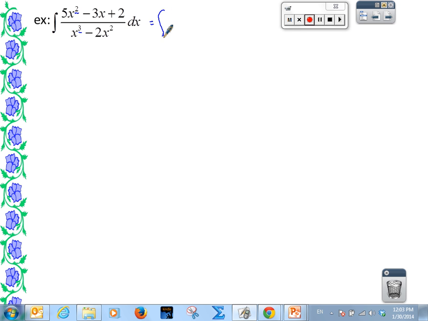So this would be the same as 5x squared minus 3x plus 2 all over x squared times x minus 2. Now once I get it set like that, I really stop doing the integral. I'm just going to pull out that fraction and work with it. We're not really talking about integration right now.